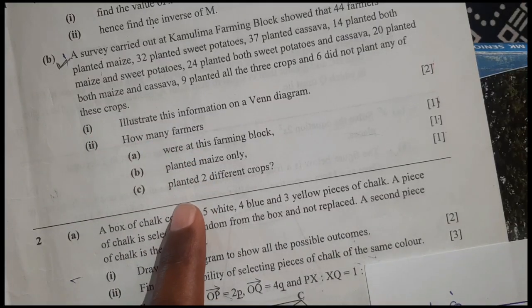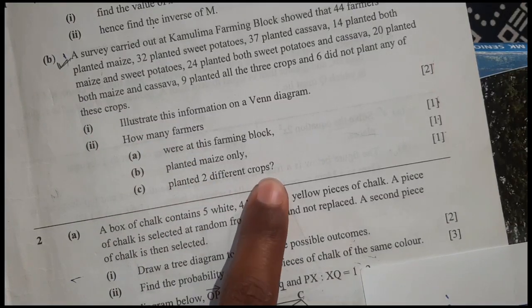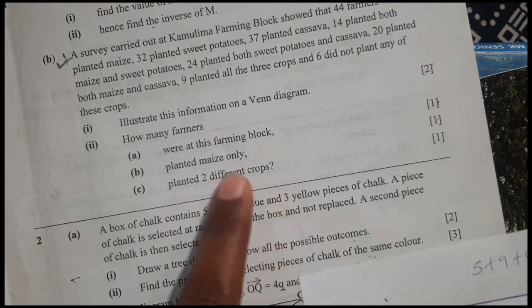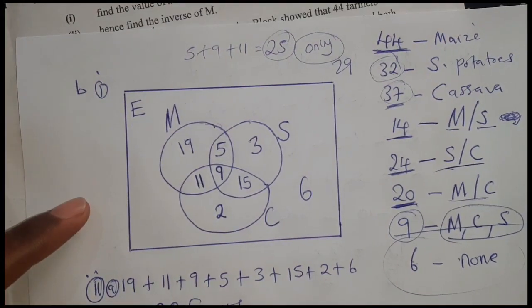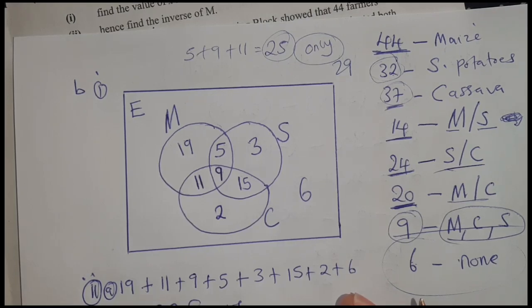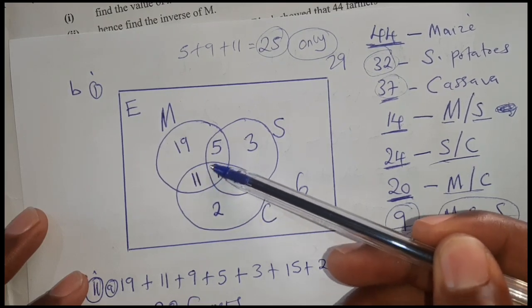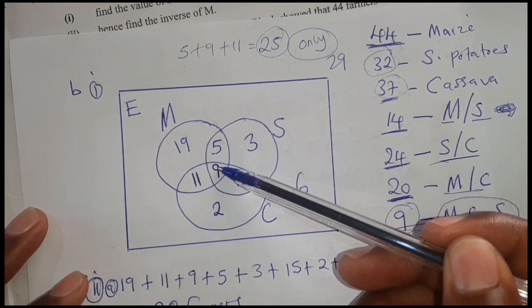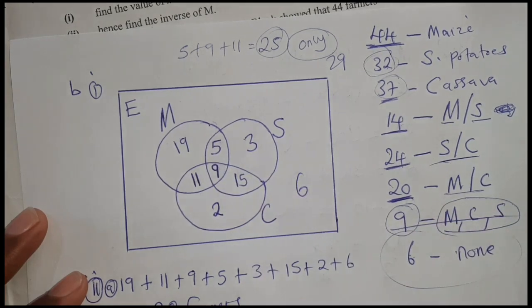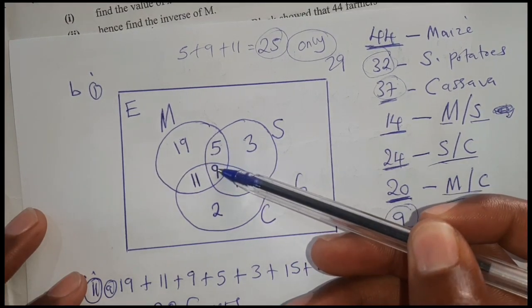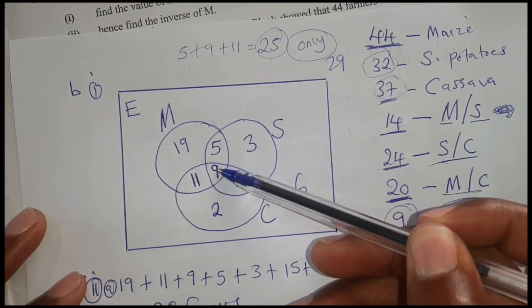How many farmers planted 2 different crops? So they didn't use the word only. They just said 2 different crops. So it means we are also going to include the one on the intersection for all the 3 sets. Why? Because they didn't use the word only. So those that planted 2 different crops, even these that planted more than 2, will also be included.